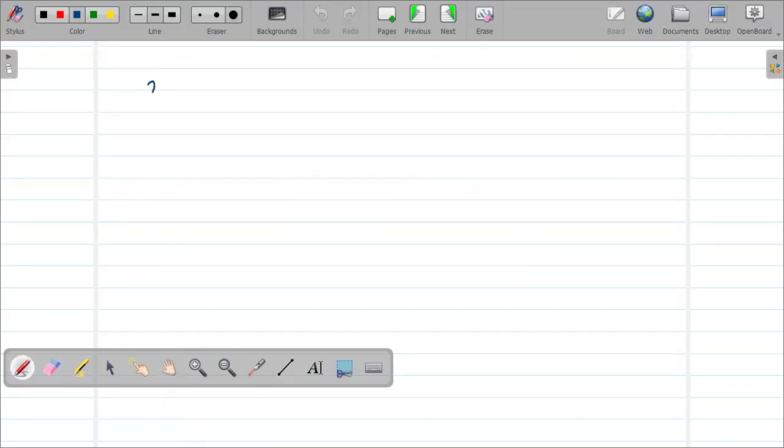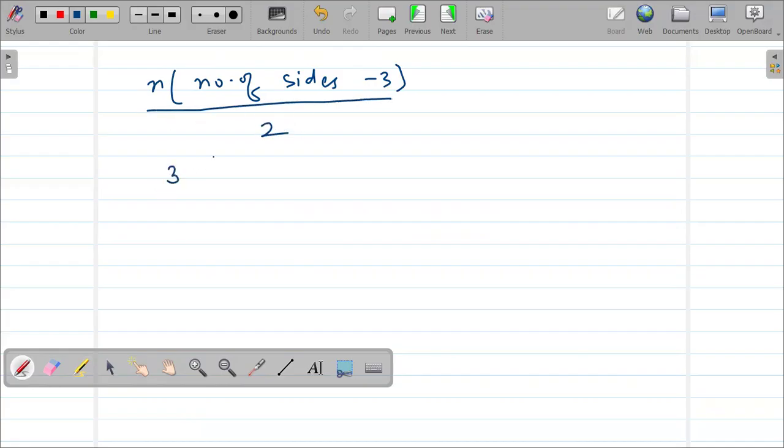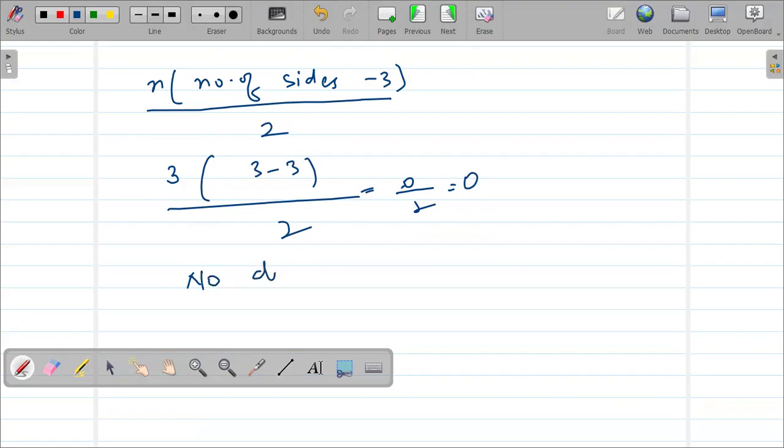We can say n, the number of sides, into n minus 3, divided by 2. For the triangle, the number of sides is 3. 3 into 3 minus 3, divided by 2, that is 0 by 2, which is 0. So a triangle has no diagonals. For the first, a triangle, the number of diagonals is 0.